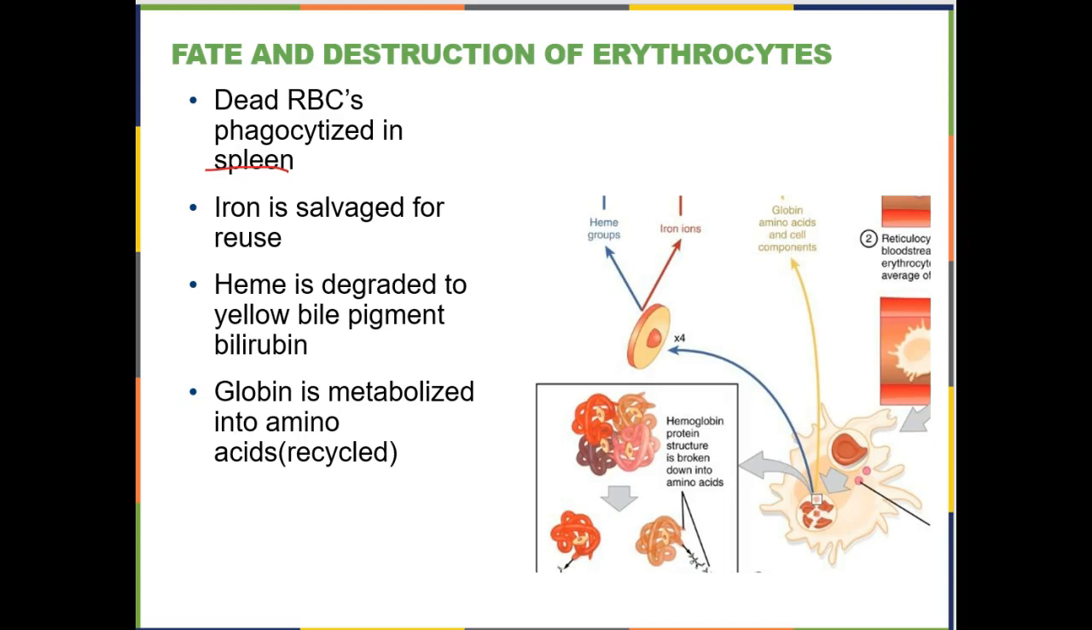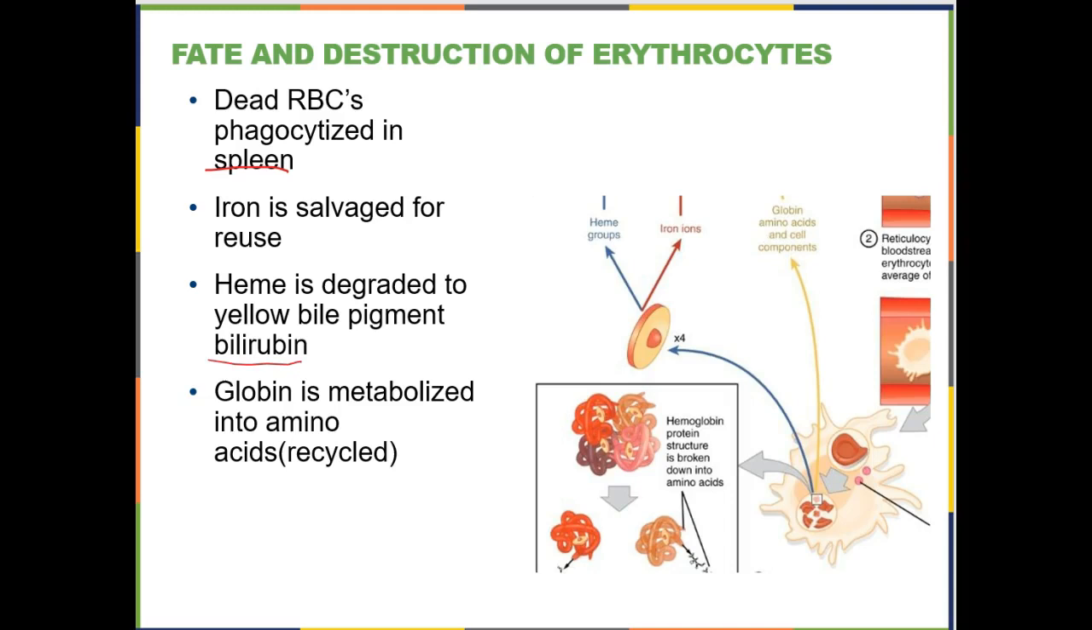That porphyrin ring, the rest of the heme itself, is degraded and ends up in the bile as a pigment called bilirubin. Bile is secreted by the liver into your small intestine, so the bilirubin comes out with your feces and is primarily where your feces gets its color.